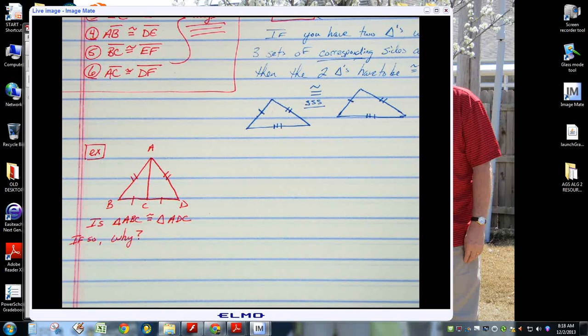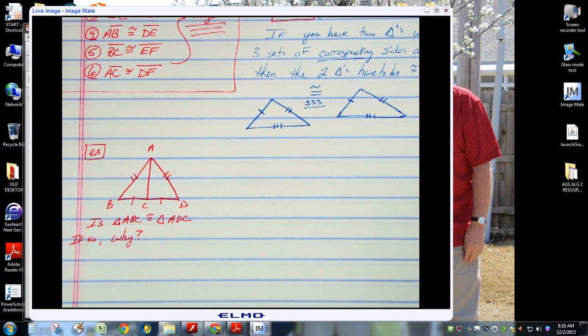Did anyone answer that question? Court, what do you think, Bob? Is triangle ABC congruent to triangle ADC? If so, why? Anybody else?